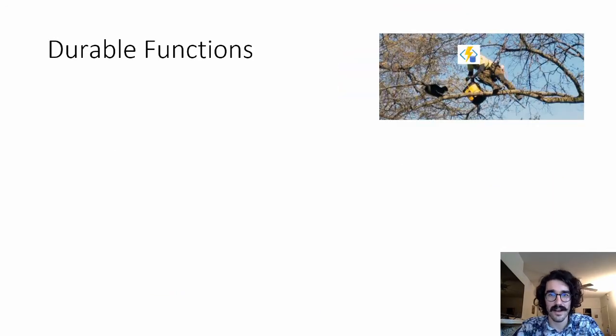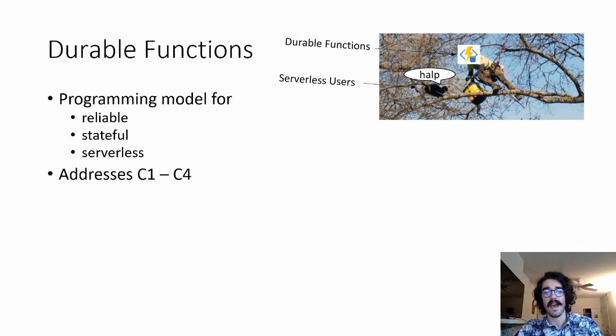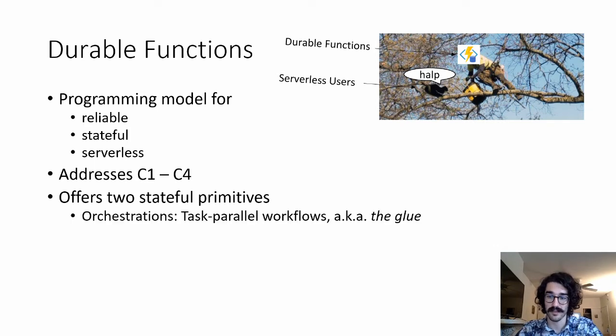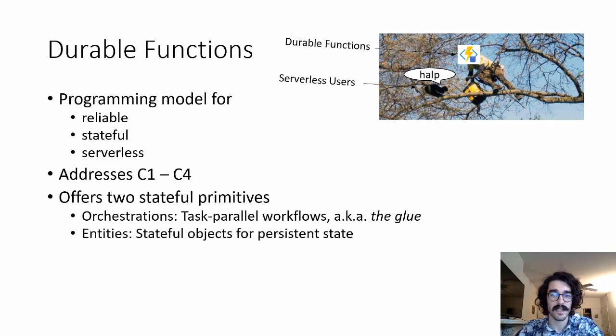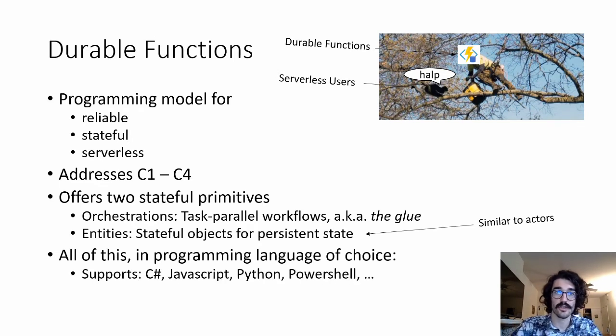Well, durable functions comes to the rescue. It is a programming model for reliable, stateful, serverless. And it addresses the four challenges by offering two stateful primitives: orchestrations, which are task parallel workflows, aka the glue, and entities, which are stateful objects for persistent state. And all of this in a programming language of choice. You can choose between your favorite languages like C#, JavaScript, Python, or even PowerShell.